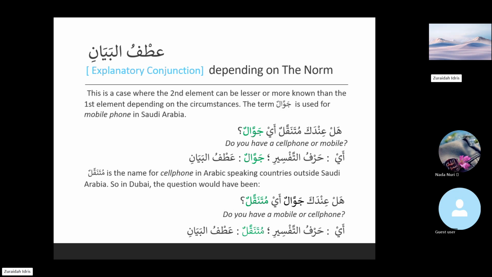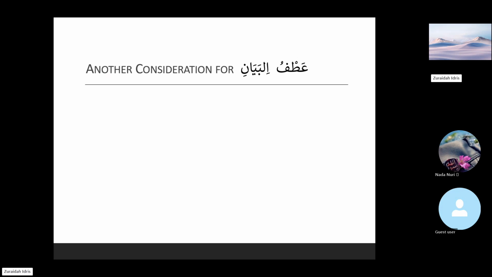So this is what I mean by sometimes the circumstances dictate whether you're going to use this one or whether you're going to use this one for your atfu bayan. Yeah, it depends on which one is better known. Because remember, this is to clarify. So of course, you use what is more clear, more well known to explain the one before that. Yeah. Here we have I. I actually is used instead of dropped. Yeah. All right. Alhamdulillah.